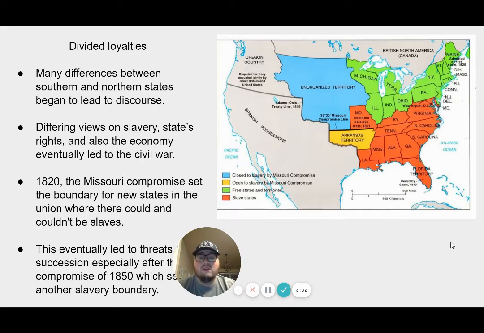Okay, so differing views on slavery. That is the main issue why the Civil War actually proceeds. It was this big disagreement on slavery. The South depended on slavery for their economy.